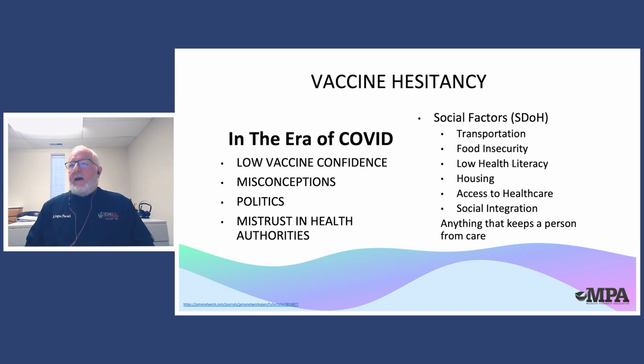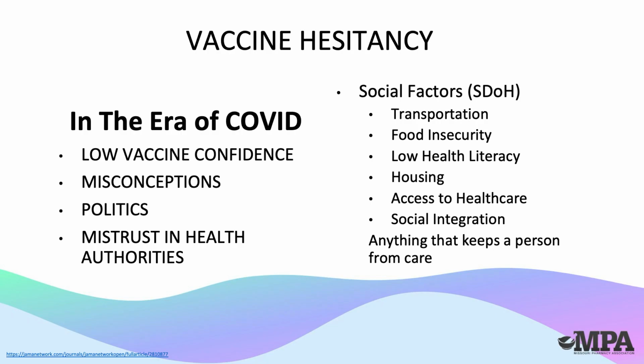And to all that, not only low vaccine confidence, the misconception, the politics, and the mistrust of that were keeping people from getting vaccinated. I would add there were also social determinants of health factors like transportation, food insecurity, low health literacy, housing. If you don't know where your next meal is coming from, the thought of getting a vaccination is probably not real high on your list of priorities. Anything, especially in poor areas and underserved areas, that keeps a person from care can lend to vaccine hesitancy, along with the other things listed here.